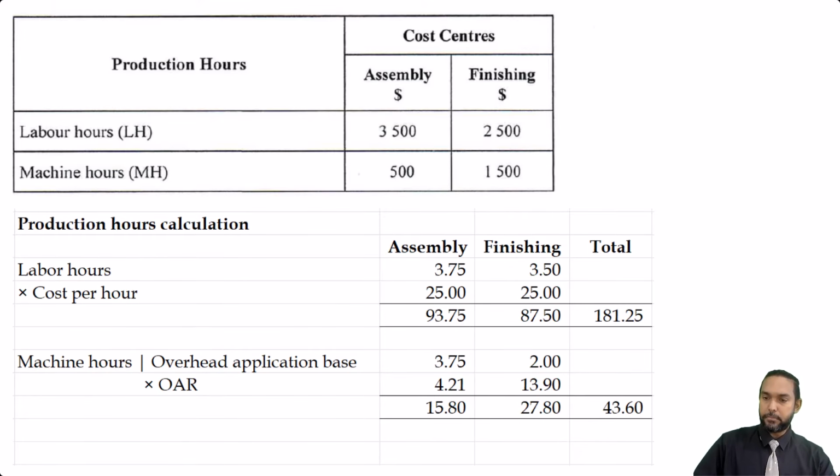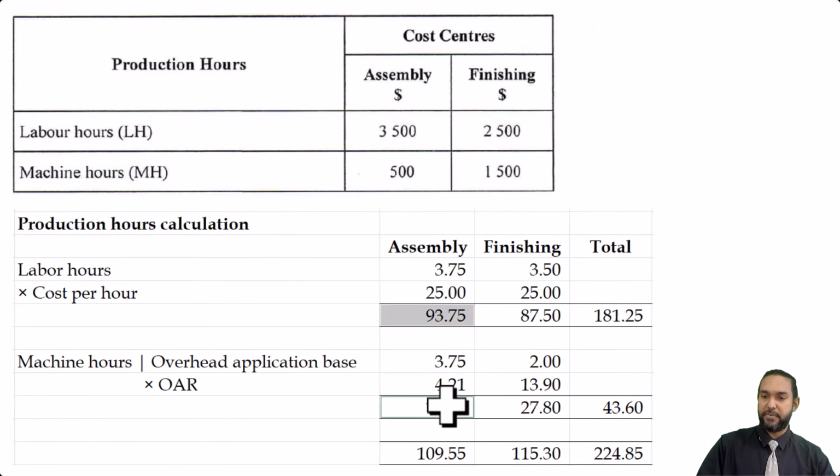There's something else we're supposed to put here, right? So when you add the 93.75 and 15.80, you get 109.55. When you add 87.50 to 27.80, you get that. And then if you add going across or you add going down, you're supposed to get the same 224.85, right?